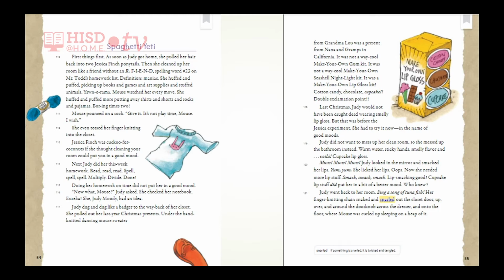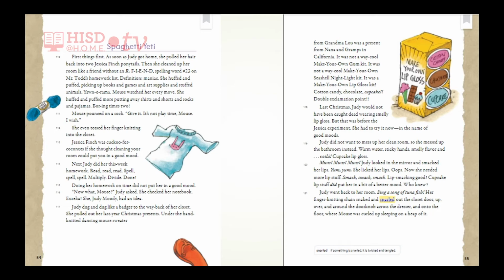Doing her homework on time did not put her in a good mood. "Now what, Mouse?" Judy asked. She checked her notebook. Eureka! She, Judy Moody, had an idea. Judy dug and dug like a badger to the way back of her closet. She pulled out her last year's Christmas presents.